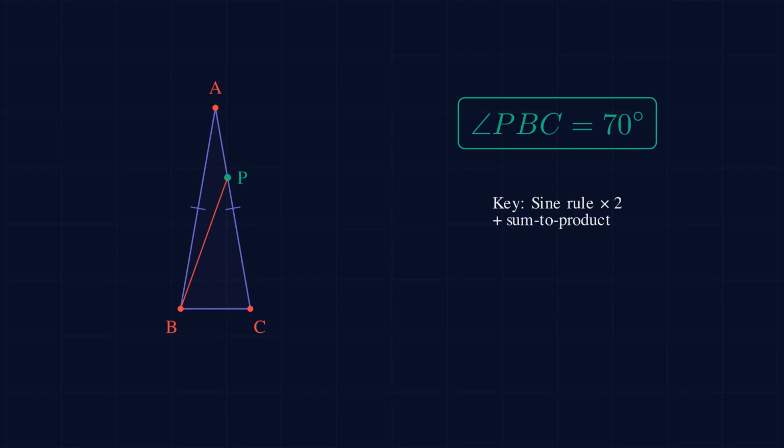The key insight, the sine rule turns geometric constraints into algebra, and the sum to product identity reveals hidden simplicity. This kind of angle chasing appears in surveying, where engineers calculate precise angles between distant landmarks using exactly these relationships.